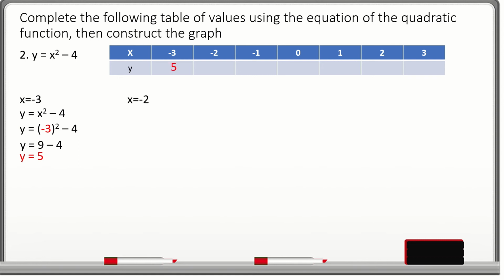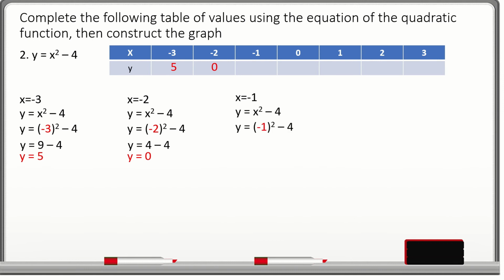Next, we have x is equal to negative 2. We have y is equal to x squared minus 4. Y is equal now to negative 2 squared minus 4. And that is negative 2 squared, which is 4 minus 4. And we know that that is equal to 0. Next, we have negative 1. Y is equal to x squared minus 4. We have y is equal to negative 1 squared minus 4. The negative 1 times negative 1 is positive 1. Minus 4, we have 1 minus 4. Y is equal to negative 3.